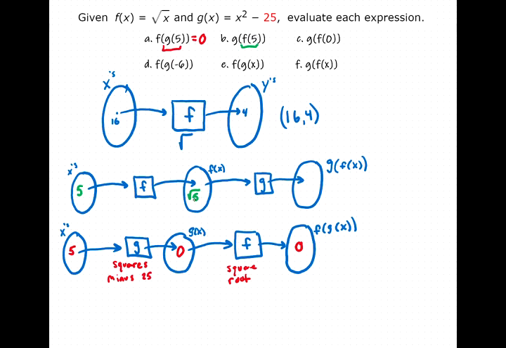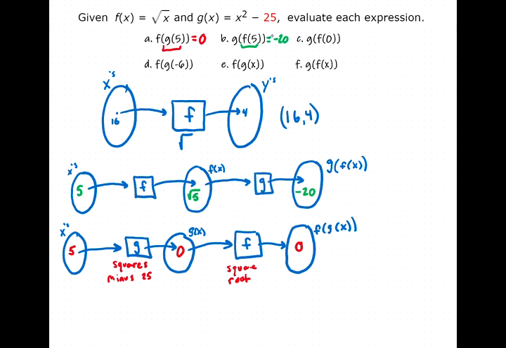And the g function says take the input, square it, and subtract 25. So if we square the square root of 5, we get 5. And then subtract 25 from that, we should get negative 20. Should be a negative sign there. Equals negative 20.